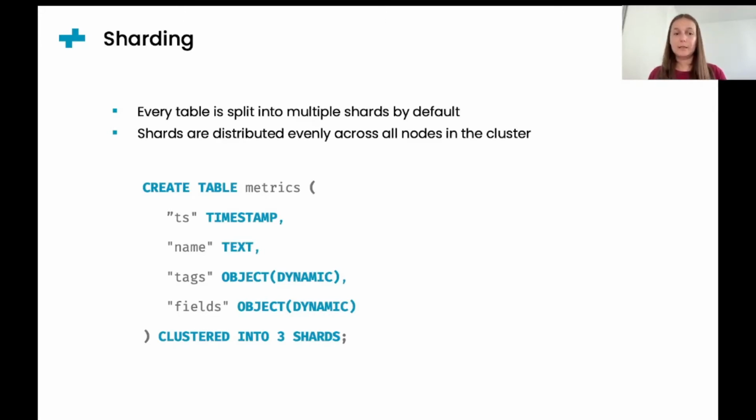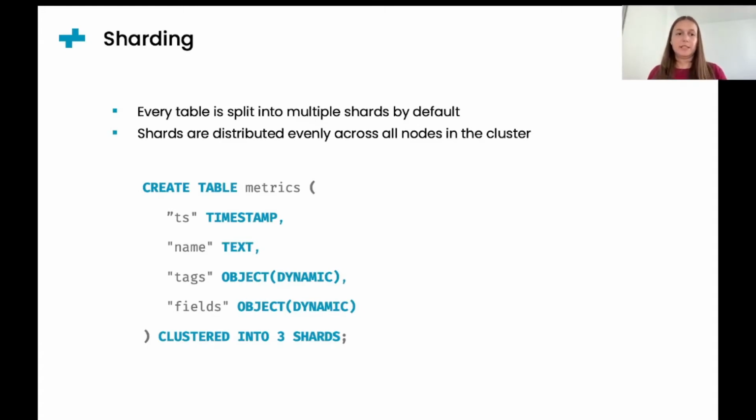On the slide, you can see a statement for creating a new table. This table is called metrics, and it's clustered into 3 shards. However, you don't need to know about or think about shards when querying a table. But sharding is important because it enables read requests to be broken down and executed in parallel across multiple shards on multiple nodes, and this massively improves read performance.